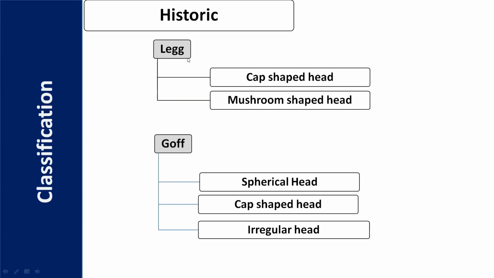First, the Legg classification described the outcome through the shape of the head. It divided the outcomes into either a cap-shaped head or a mushroom-shaped head. And then Goff added the normal spherical head to the classification. Of course, this classification is not used anymore, so it's historic.